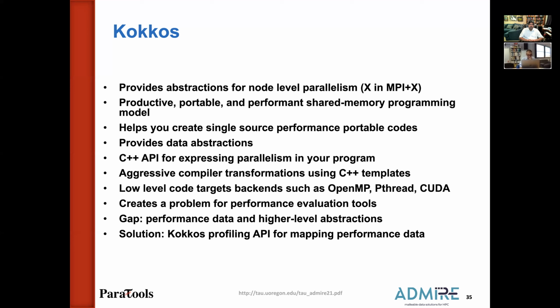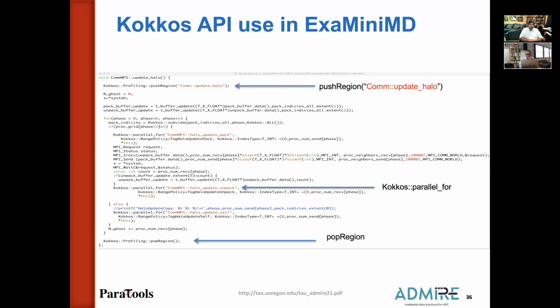Now, this typically creates a gap between performance evaluation tools based on what gets implemented on the compute nodes versus what gets instrumented at the higher level. But using the Kokkos profiling interface, we are able to bridge this gap and show you exactly what the code was doing. Here is an example of C++ usage with Kokkos.